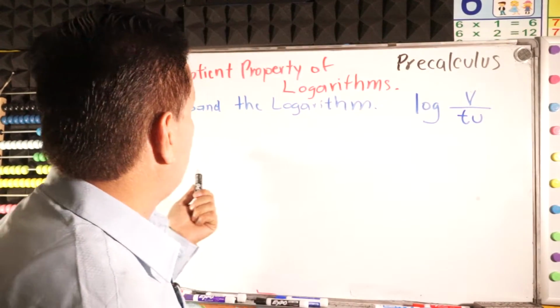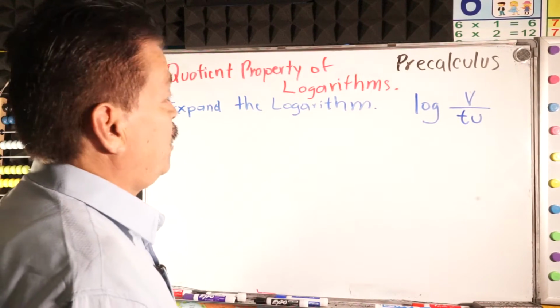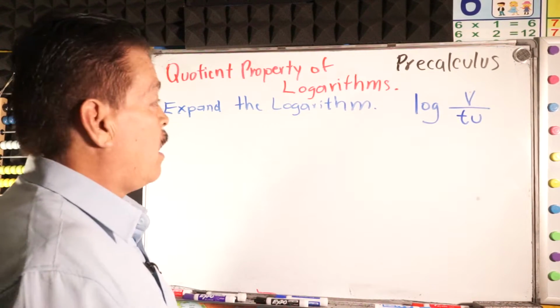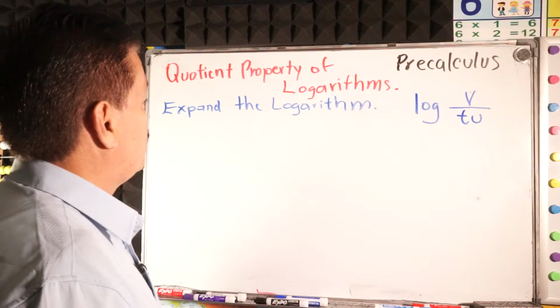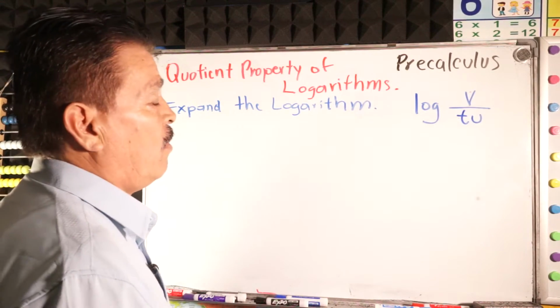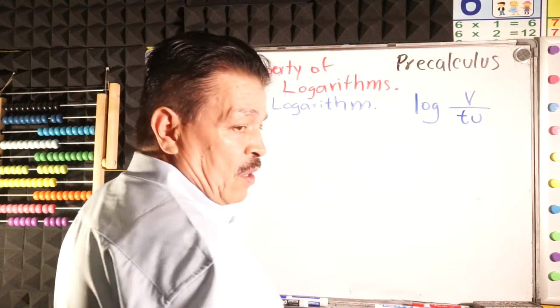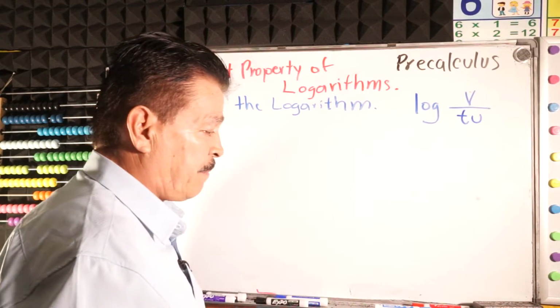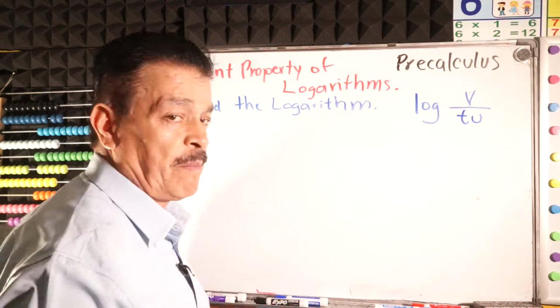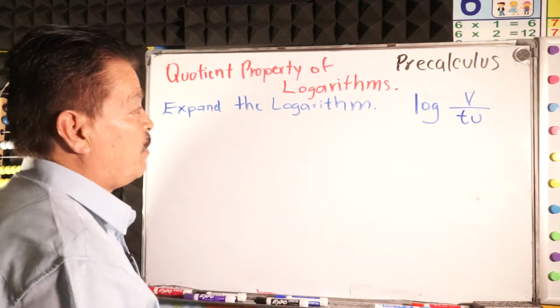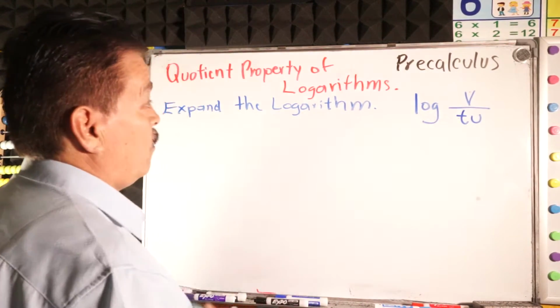Today I have this topic, Quotient Property of Logarithms. We have this problem: expand the logarithm of log b divided by tu. Okay, actually I need to remind you all of the properties, the main properties for our class.